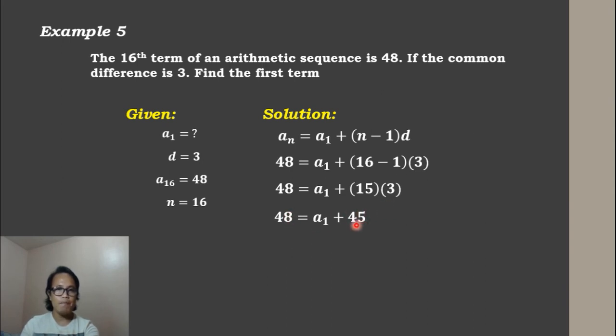Then this time, we use the subtraction property of equality so that we can cancel this out. We subtract 45 here. Of course, we will also subtract 45 at the left side of the equation. So that gives us 48 minus 45 equals the first term. So therefore, our first term is 3, or you can interchange, you can write a sub 1 equals 3. So the first term for this given sequence is 3.